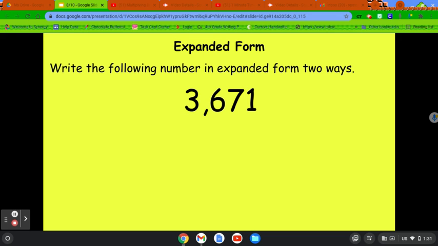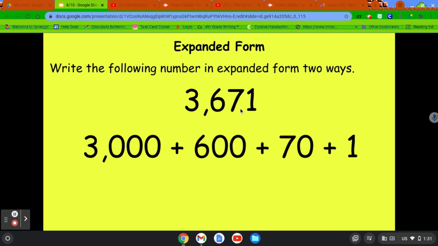All right, guys, let's look and see how we did. 3,671 written in expanded form two ways. Let's start with the third grade way. The 3 is in the thousands place, so it has a value of 3,000. 6 is in the hundreds place, so it has a value of 600. 7 is in the tens place, so it has a value of 70. And the 1 is in the ones place, and it has a value of 1.